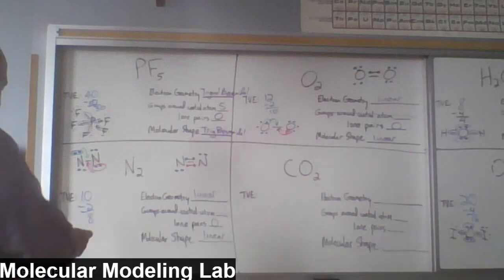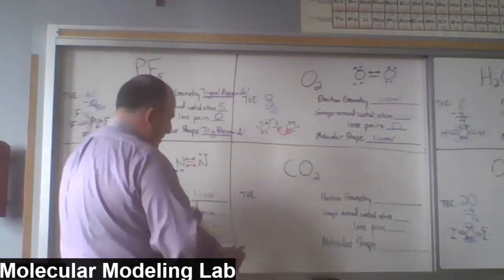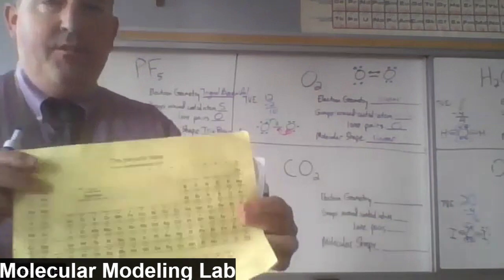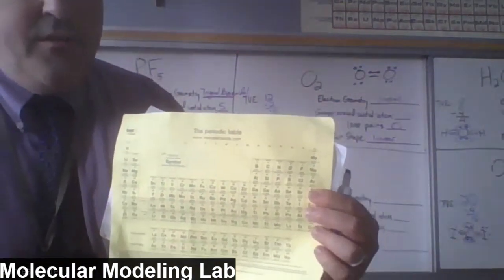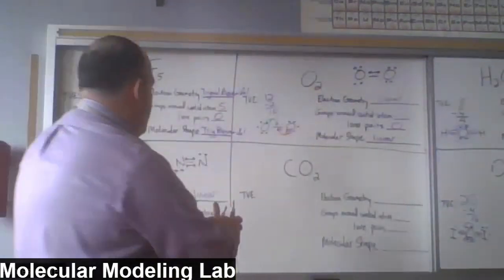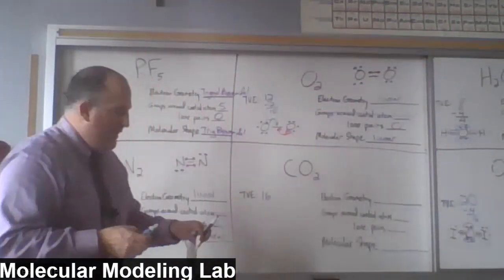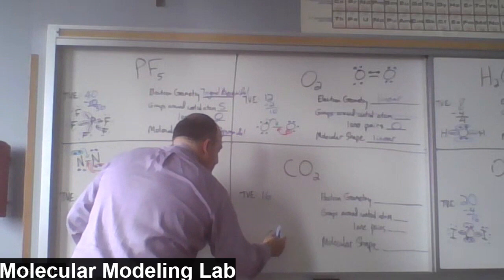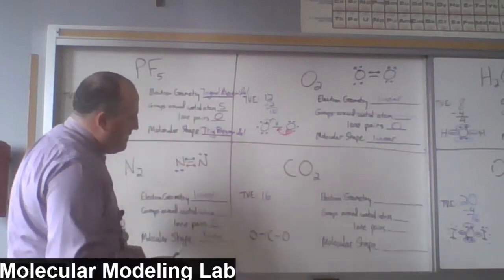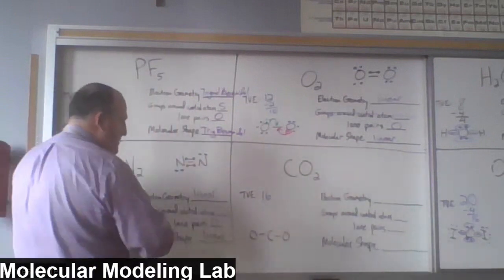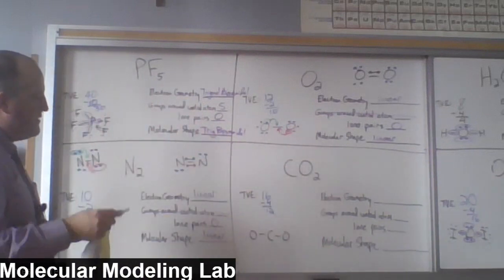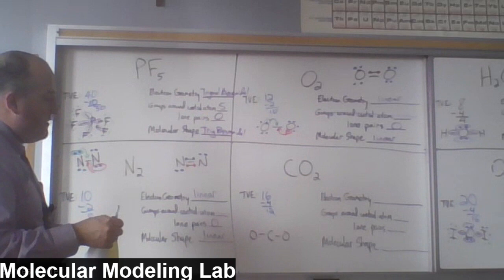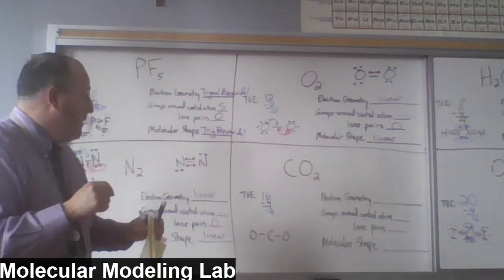Okay, last one, CO2. Referring back to the periodic table, each of the 2 oxygens contributes 6. So 6 plus 6 plus another 4 gives 16. If we start by attempting a connection of single bonds from each oxygen to the central carbon, that leaves 12 valence electrons to place around the atoms within the structure.